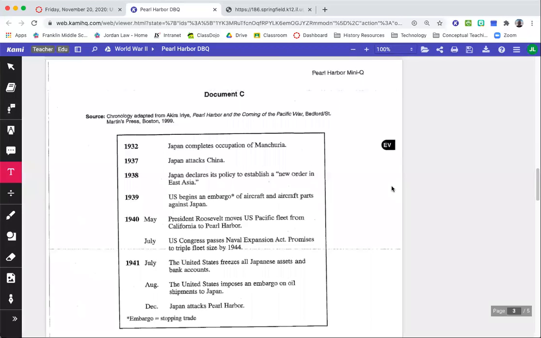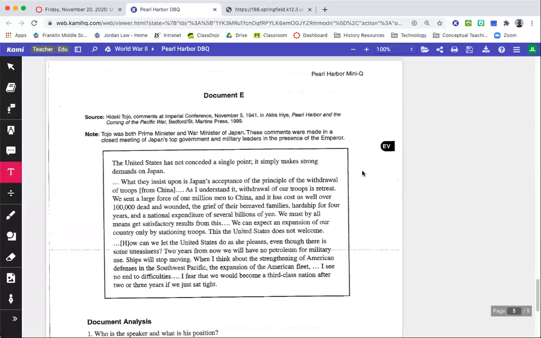Hey guys, so today we are going to continue working on the Pearl Harbor DBQ assignment. In yesterday's video, we covered document A and document B, or if you were in class yesterday, we got through as much of document A and document B as we could. So today we are going to focus on the next two documents, document C and document D. Document E we are going to be saving for next Tuesday, so that's not something that you need to do at this point.